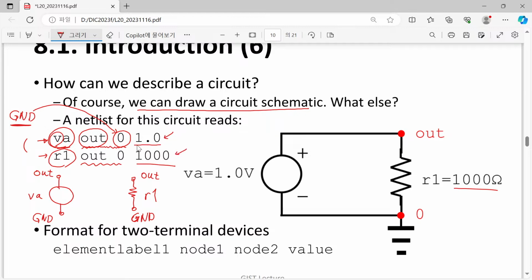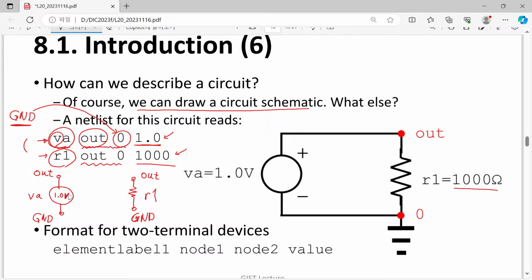What is the meaning of 1? In the first line, since it is a voltage source, what will be the meaning of 1? It is the magnitude of the electromotive force, 1 volt. And what is 1000 in the case of a resistor? It means that the resistance is 1 kilo ohm. That's all for our netlist specification.